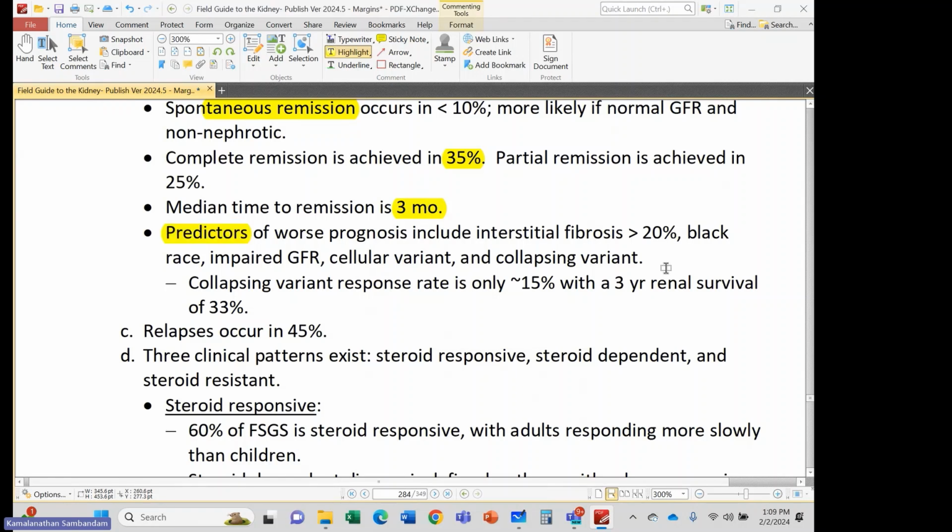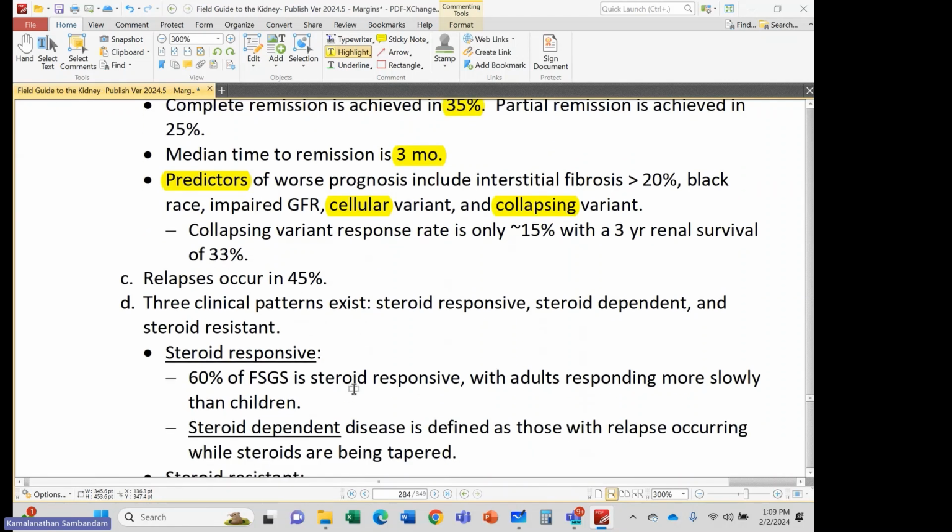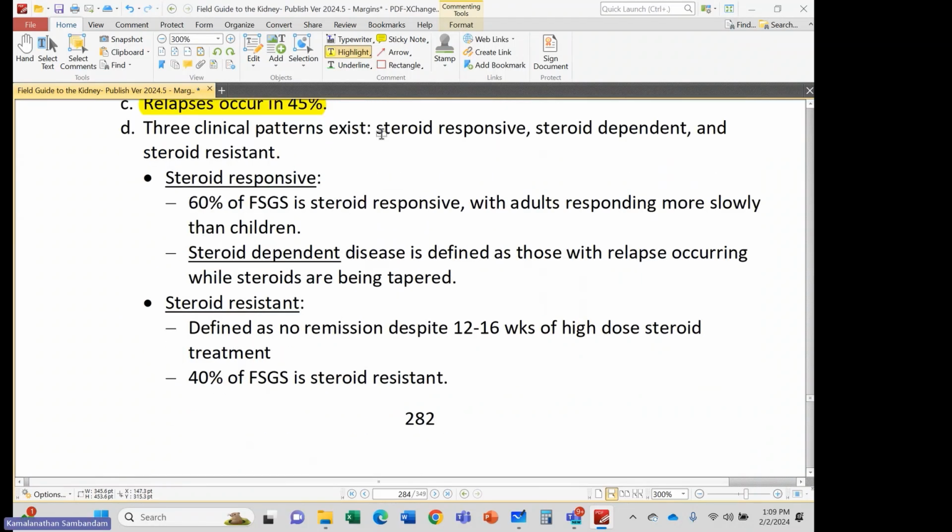Here are some predictors of worse prognosis. Cellular variant and collapsing variants do have worse prognosis. Okay. Relapses are frequent. These clinical patterns that we previously introduced are once again rearing their faces here in the conversation on FSGS. Steroid responsive, steroid dependent, steroid resistant. Notice here that the frequent relapsing has fallen out. Why? Because I just don't have as much time to have 3 relapses in a year if I'm committing to 3 to 4 months of prednisone therapy, right?